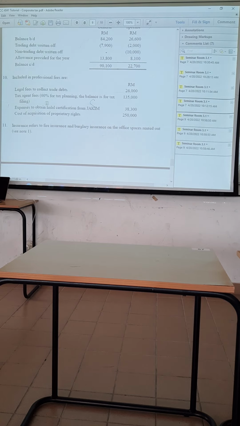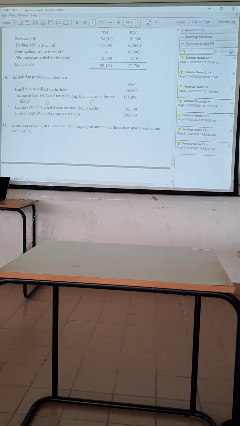But section 34 says it's allowed for halal certification, for SIRIM, for quality assurance, everything. But the other rule says that you can claim double deduction. So which one you want to claim? Single deduction or double deduction? Double lah. So kalau you claim single salah lah. Boleh, but then rugi lah. Company tak boleh nak claim double deduction. So the answer should be double deduction.